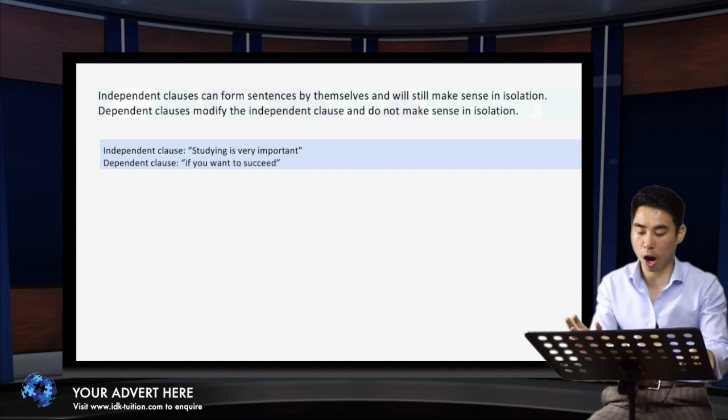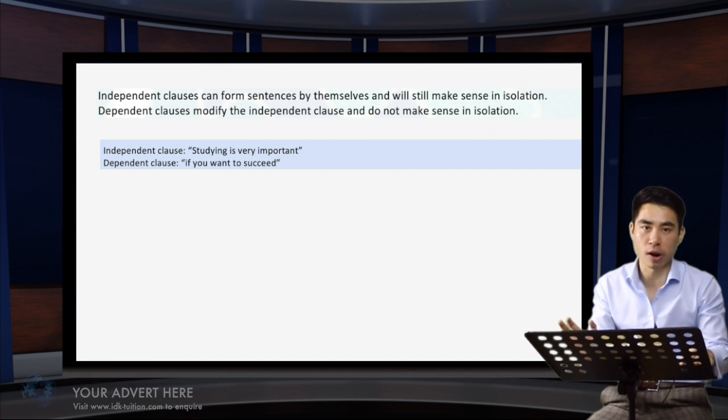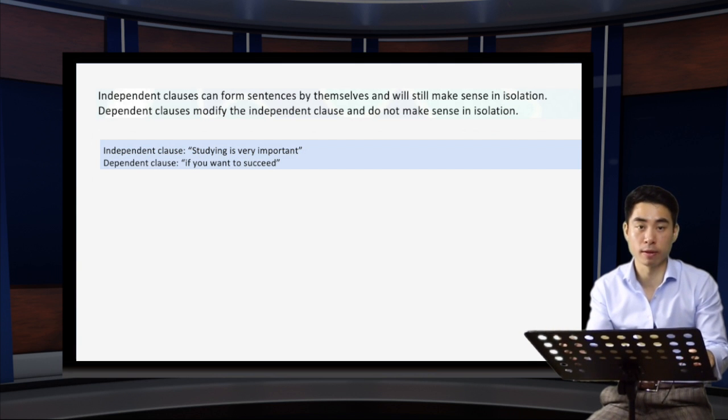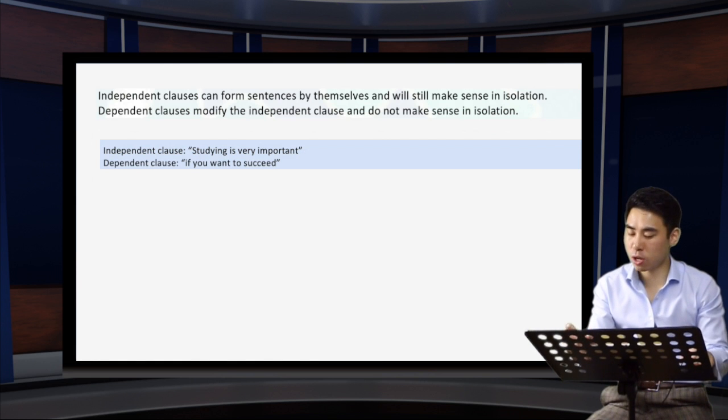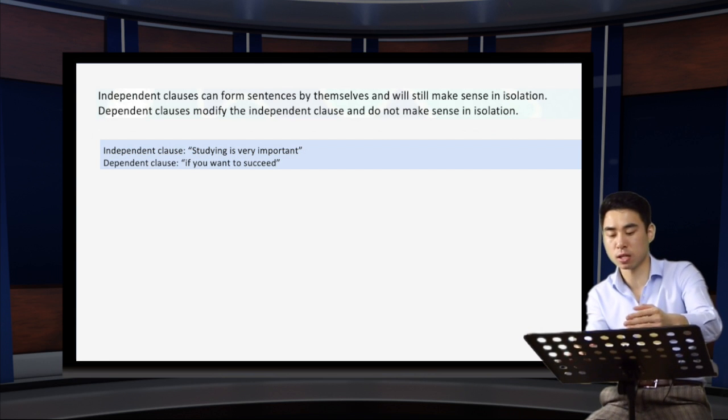So if you take a look at our independent clause, studying is very important. You can put a full stop at the end of this. It does make sense by itself. Whereas our dependent clause, if you want to succeed, you can't capitalise the I here and put a full stop after succeed. That doesn't make sense by itself. It's not a self-contained sentence.